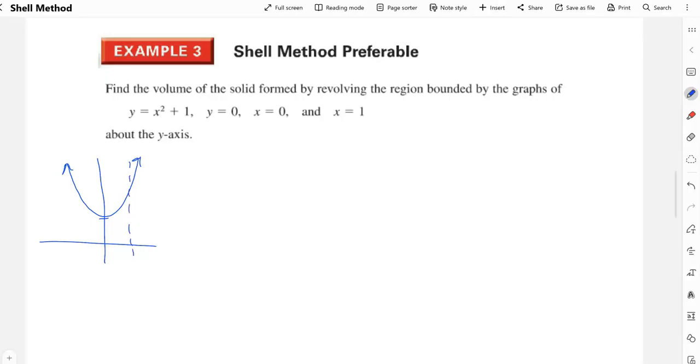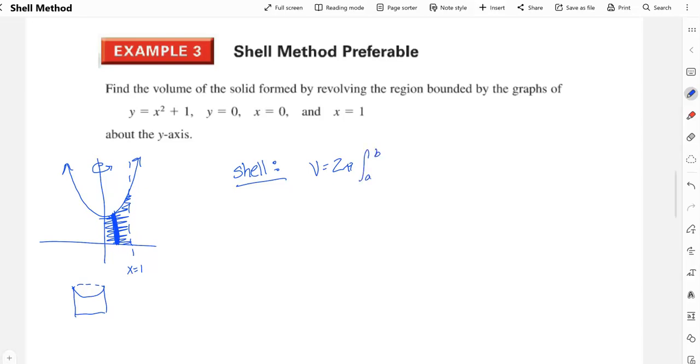So here's x equals 1. I'm really looking at just this region in here. We want to revolve about the y-axis. So we are going to set up both of these. I'm going to show you shell first, and then I'll show you what disk would look like. So I revolve about that axis and create this three-dimensional figure that's going to look something like this. I think we created something similar for another problem.